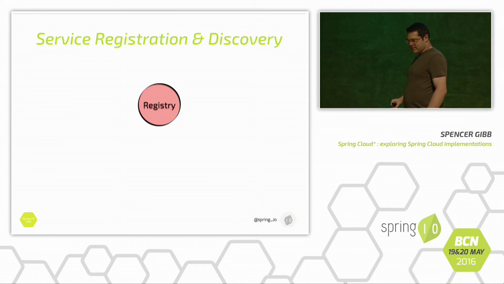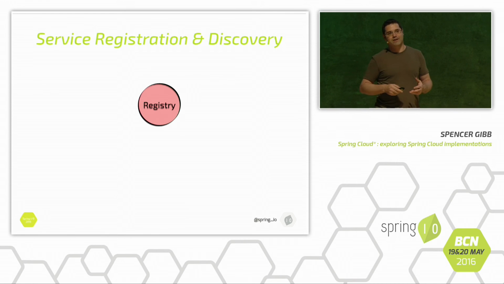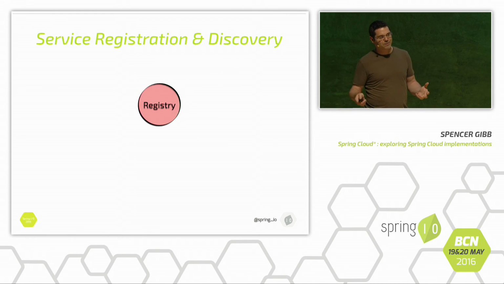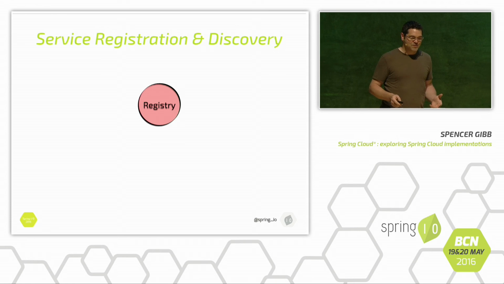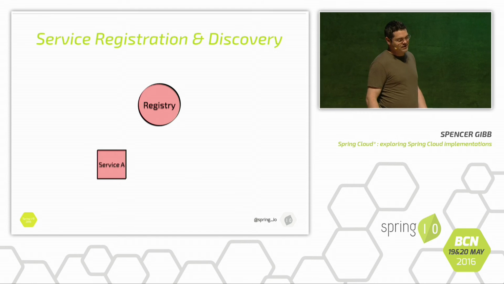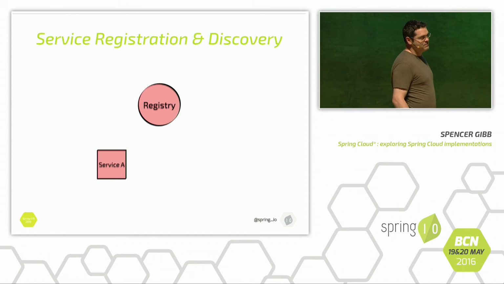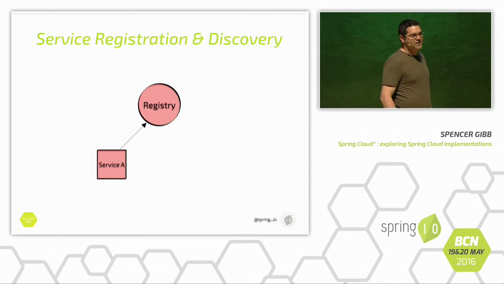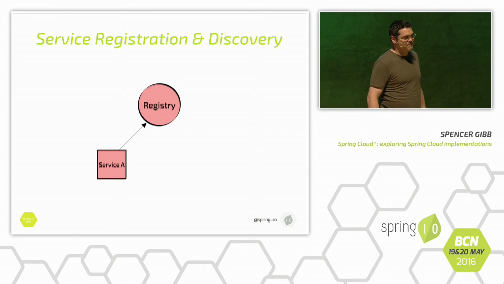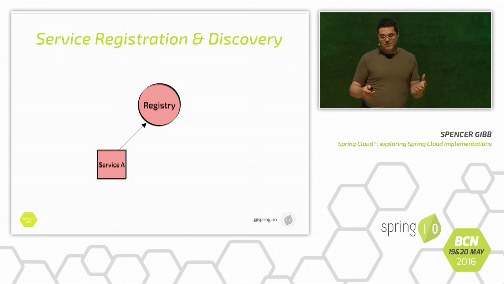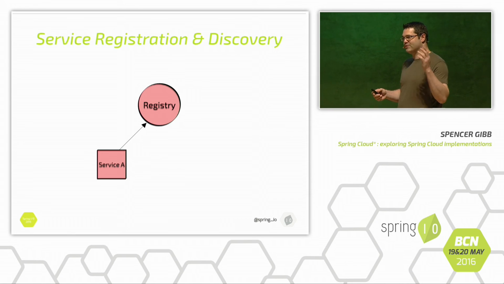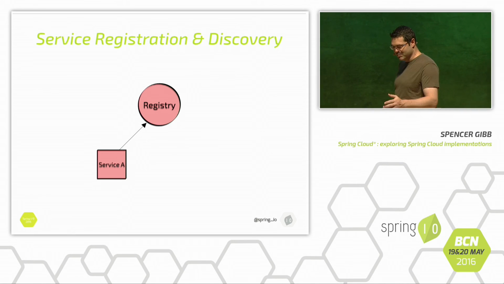So service registration is a pretty simple pattern. It's been around for a long time in various forms. Josh talked about DNS, which is one form of it. But in essence, there's this registry, and when a service comes up, it says, hey, here I am. Here's my host, and here's my port. That's the simplest form. It's just a map of service to host and port. They can get more complicated than that, but that's the simplest form.